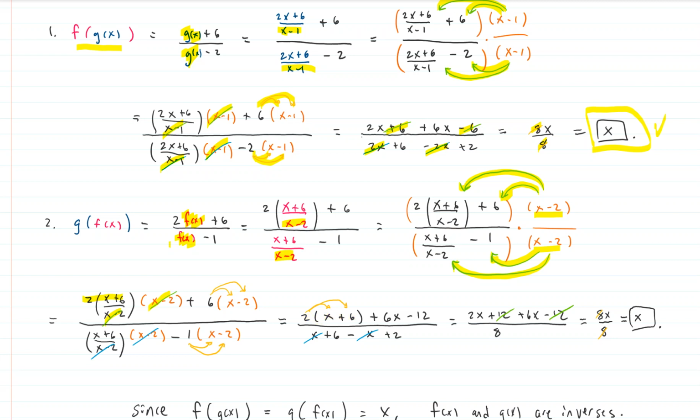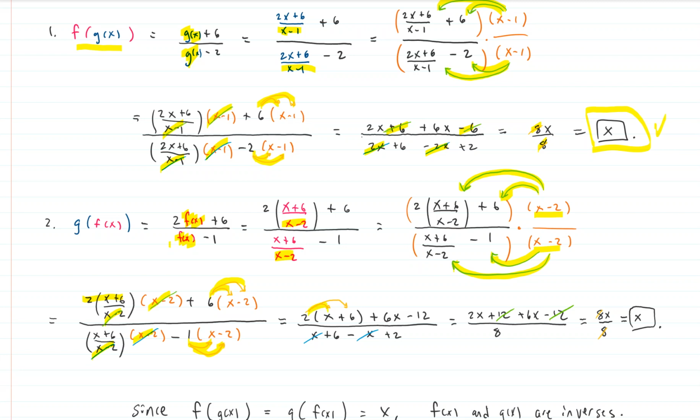And in the second term in the top, we need to make sure that we distribute the 6 through both terms, the x and the negative 2. That gives us 6x and negative 12. In the bottom, the x minus 2 cancels with the x minus 2 in the denominator of the first term, which is great. And then we need to multiply the negative 1 through the x and the negative 2, which gives us x plus 6 minus x plus 2 in the denominator.